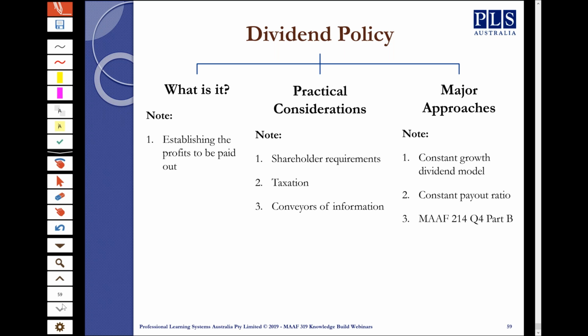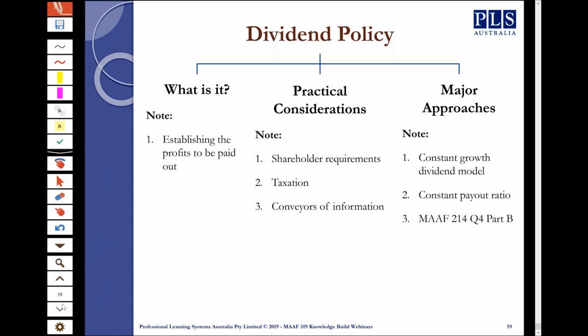Practical considerations would include what the shareholders' requirements are, so why do they hold shares? Go back, Telstra at one stage was a mum and dad company. Lots of mum and dads held shares in Telstra. Mum and dads were holding them for the dividend. Therefore, Telstra kept paying dividends, so their policy was to pay dividends. You can also look at it from a tax and a conveyor of information perspective. If you're paying dividends, it's meant to illustrate that you've got strong financials.